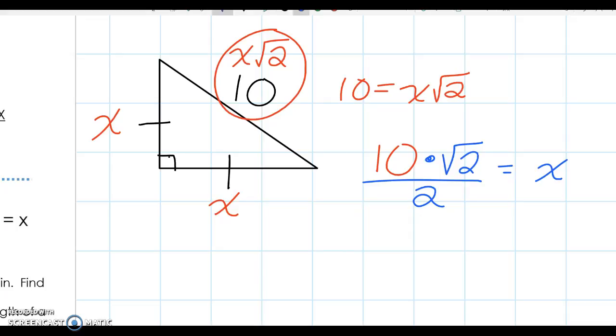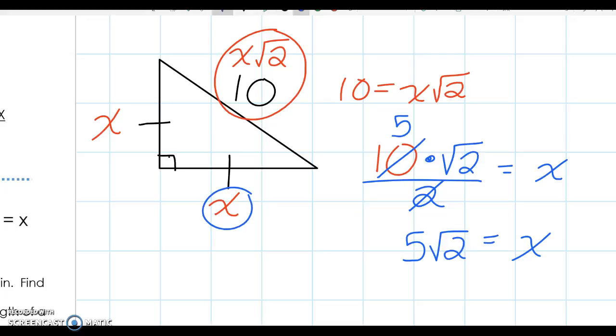So in this case, the 2 is going to go into your 10, because those are both whole numbers. It's going to go in 5 times, because 10 divided by 2 is 5. So we're going to have 5 square root of 2 as your value for x. Now, what does that mean? That means that this leg right here that we call x is a length of 5 square root of 2. And this length that we have x here is 5 square root of 2. This could be in inches, feet, centimeters, whatever unit of measure they give you. But this is how you would get each of your 2 legs using our little cheat.